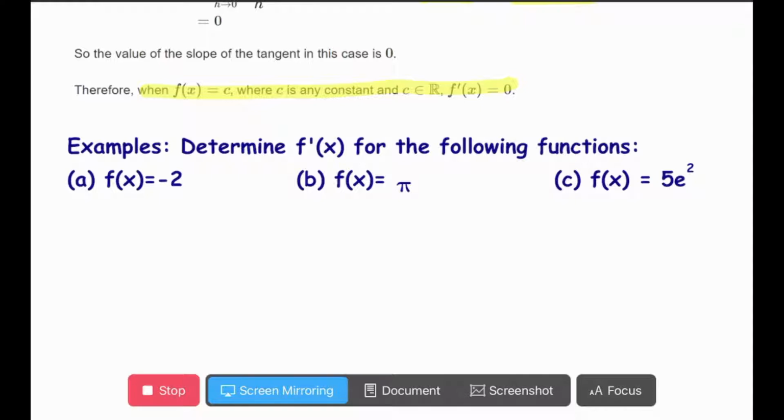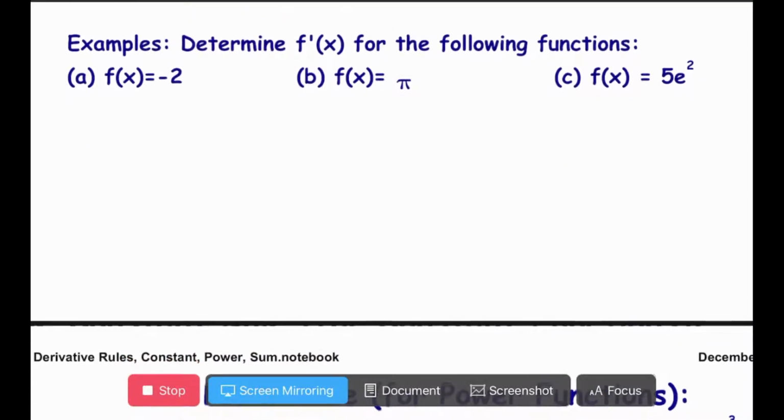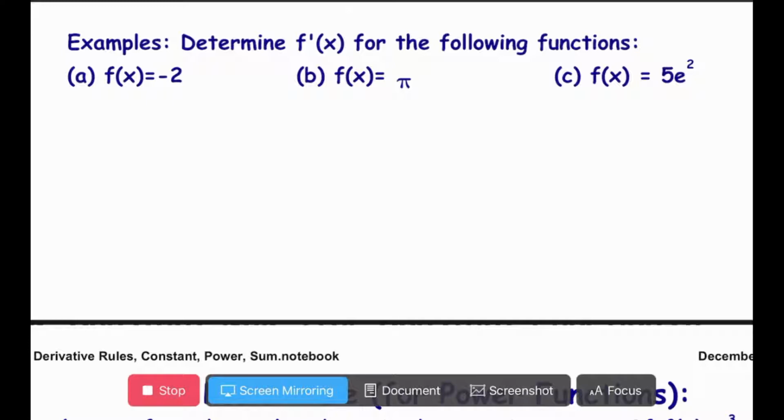Let's work through a few examples. I would encourage you to pause the video here and try working through these on your own for a moment. When you're ready, resume and double check your answers.